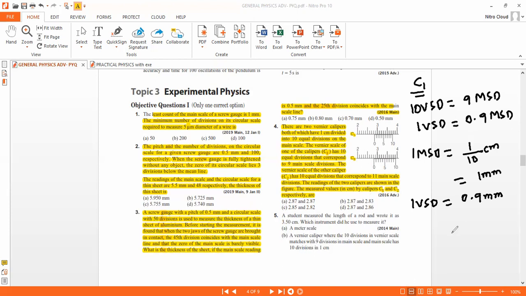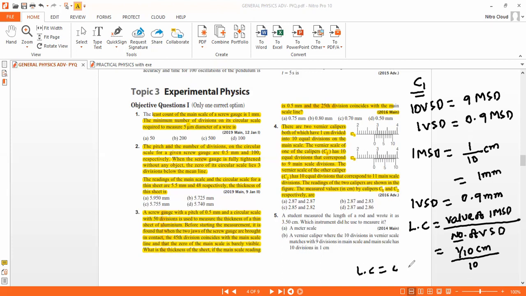Okay, least count. That is the value of 1 main scale division divided by the number of Vernier scale divisions. The value of 1 main scale division is 1 by 10 centimeter and the number of Vernier scale divisions is 10. So the least count will be 0.01 centimeter, nothing but 0.1 millimeter. That is the least count of C1.